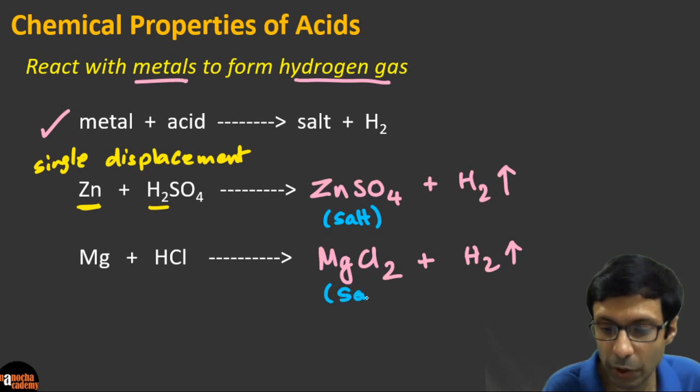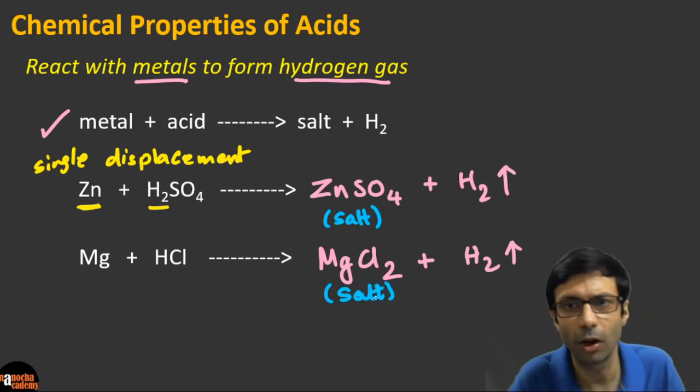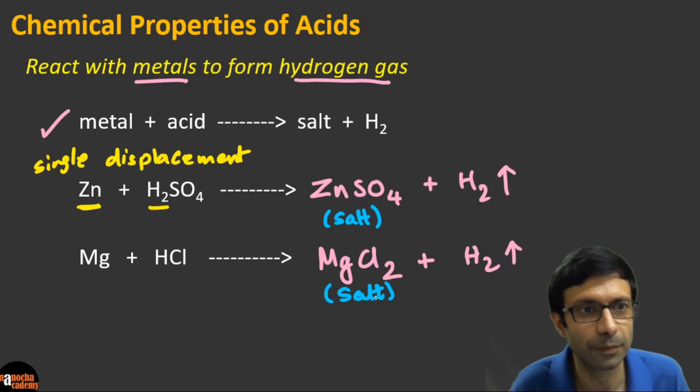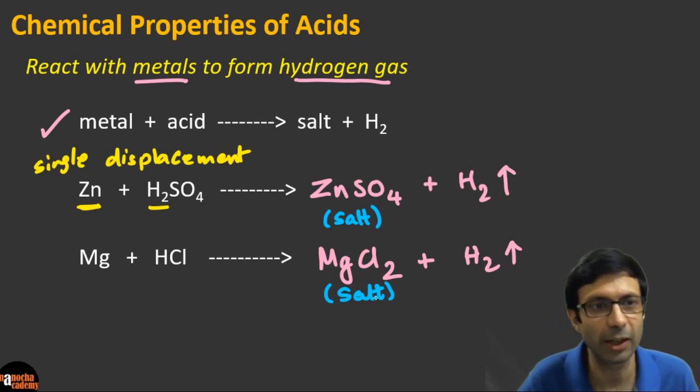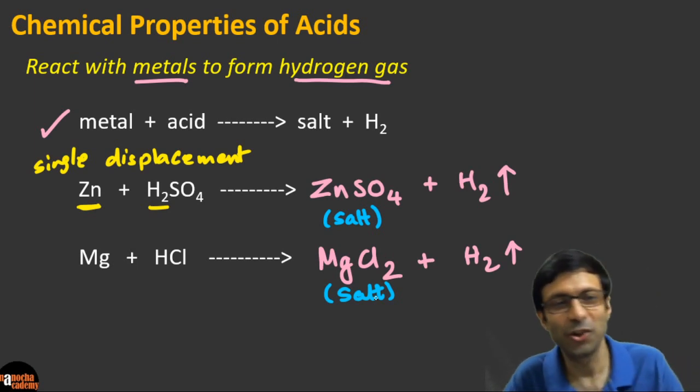And guys, is my equation perfectly correct? Do I need to do something, or is the equation good to go? Okay, so guys, what do you think? Will you give full marks for my equation? Mg plus HCl gives us MgCl2 plus hydrogen. Great, you guys are great teachers.